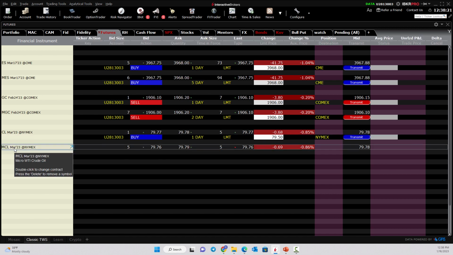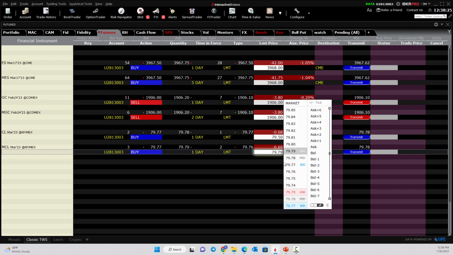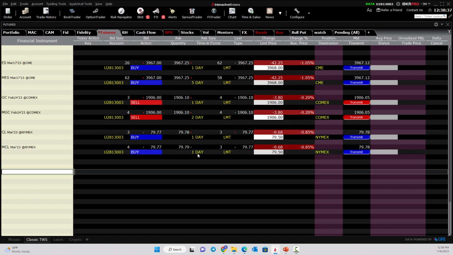So certainly the micro might come in handy by saying, okay, if a 1 point move, 79.50 to 80.50, is worth 1,000, well, I'm going to cut that down to where I'm trading the micro, which is 1/10 the size. Well, now it's $100. If it goes from 79.50 to 80.50, I'm up $100. If it goes from 79.50 to 78.50, I'm down $100.